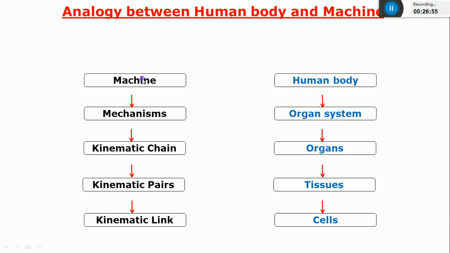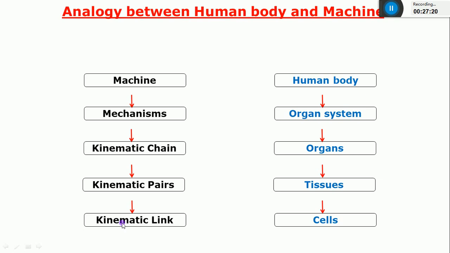In a similar manner, the machine is made of different mechanisms. Again, the mechanism is made of a different group of kinematic chains. Again, the kinematic chain is made of kinematic pairs, and kinematic pairs are made of kinematic links. I'll try to give one example. I'll consider only the IC engine.